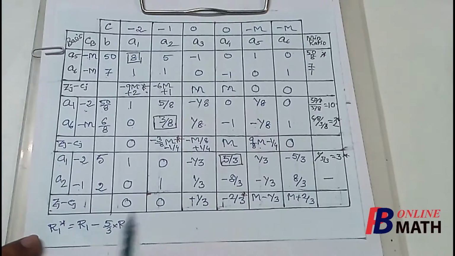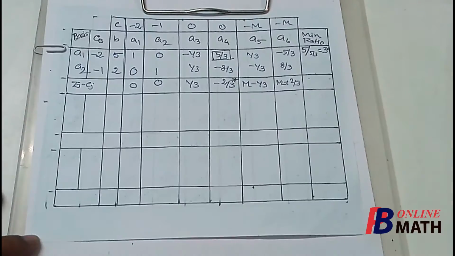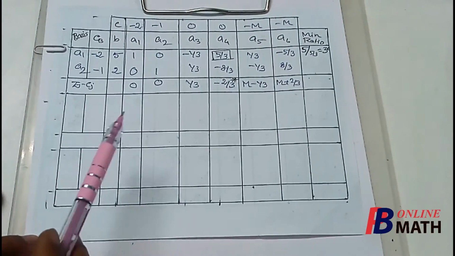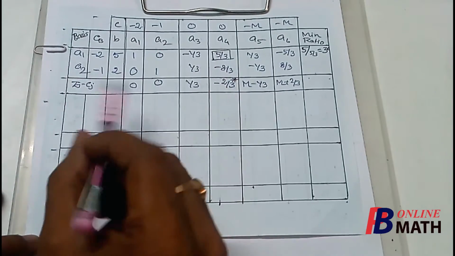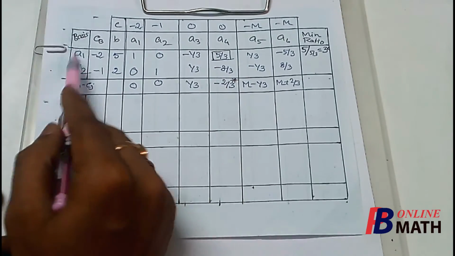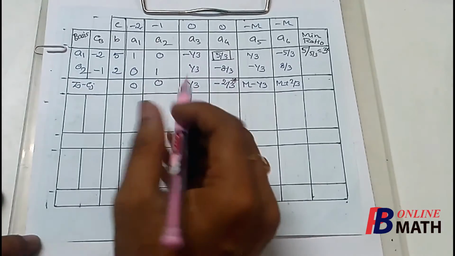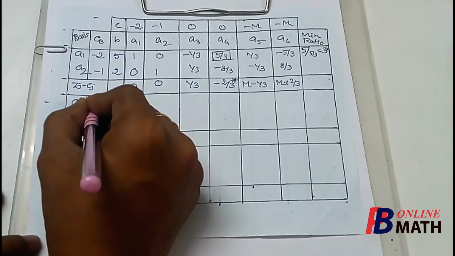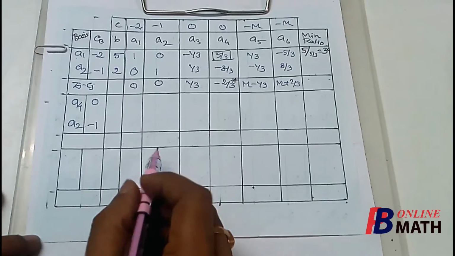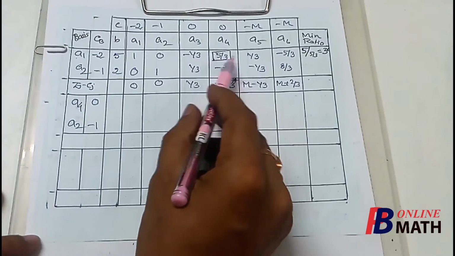So we need one more table. For simplicity, we have written the previous table again. So this was our previous table and this is the key element. So the vector A1 will leave the basis and the vector A4 will enter the basis. So we write the new basis A4, A2 with the corresponding cost values. Now we have to make this element 1.